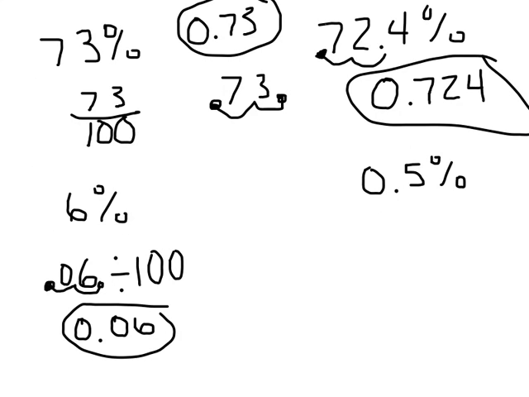Try one more. Change 0 5/10% into a decimal. Let's see how you did. Again, I can divide by 100. It appears that the decimal moves once, twice to the left. So the answer is 5 thousandths.